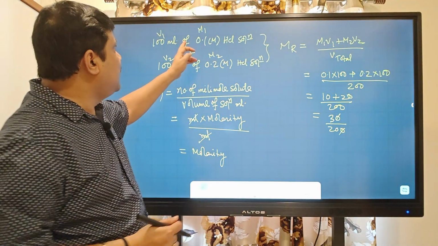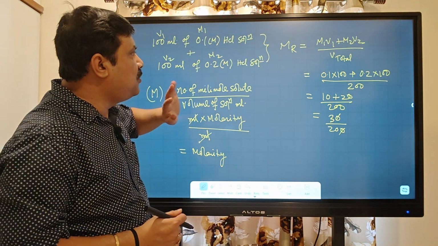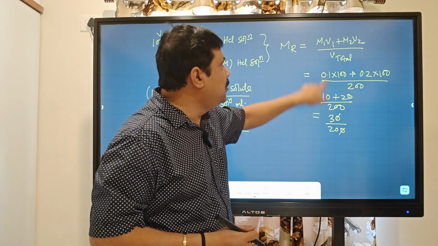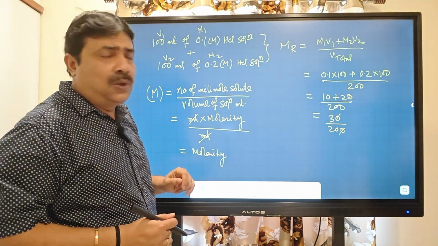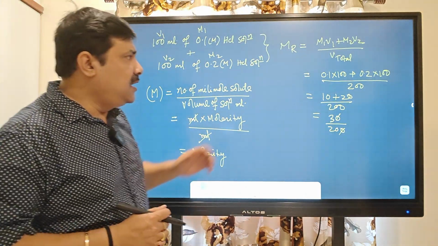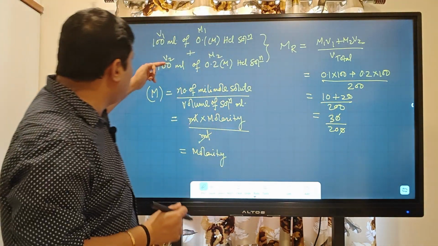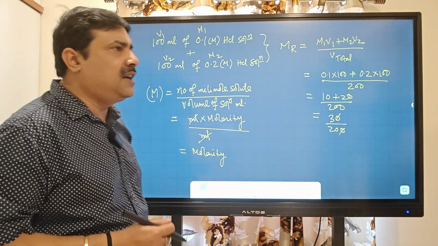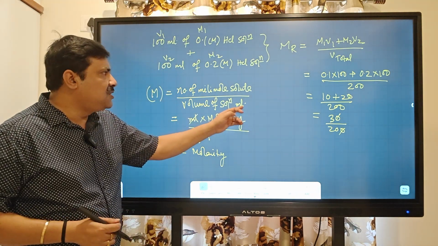Millimole. So whenever I multiply 100 ml into 0.1 molar, I am getting 10 millimoles of this one. Plus 100 into 0.2, we are getting 20 millimoles of the other HCl. So 10 plus 20 is 30 millimoles, divided by the total volume, 100 plus 100, which is 200 ml.